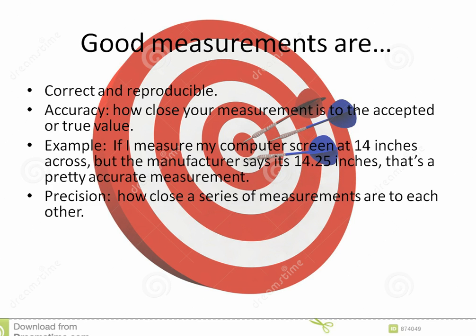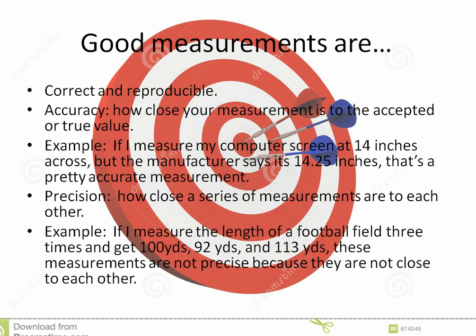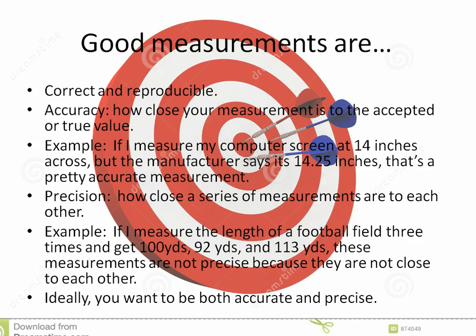Precision, however, is how close a series of measurements are to each other. This is getting the same answer more than once. And I don't really care about the right answer. I want to make sure that my measurements are getting the same answer every time. So if for whatever reason I decided to measure the length of a football field 3 times and I get 100 yards, 92 yards, and 113 yards, these are not precise because they are nowhere near each other. There's a huge gap between these 3 measurements. Ideally, I want to get the right answer, and I want to get the right answer more than once. Okay? So good measurements, correct and reproducible, and they should be both qualitative and quantitative.